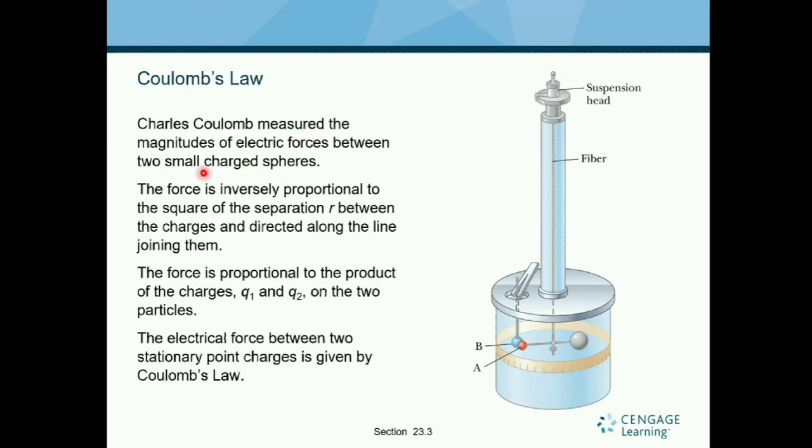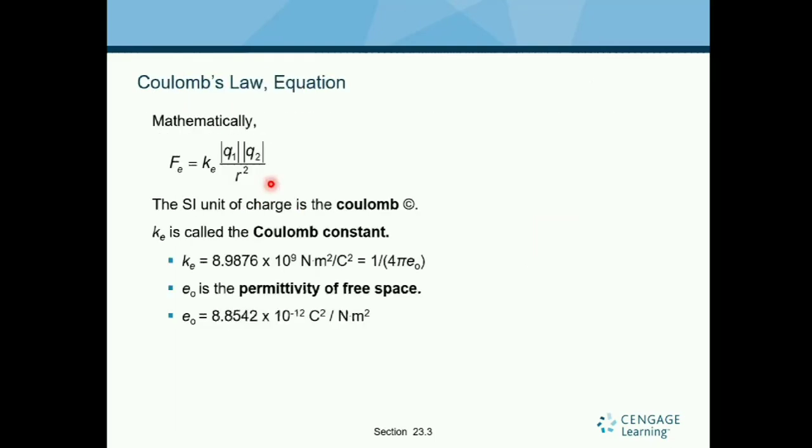Charles Coulomb measured the magnitude of electric forces between two small charged spheres. The force is inversely proportional to the square of the separation r between the charges and directed along the line joining them. The force is proportional to the product of the charges Q1 and Q2 on the two particles. The electrical force between two stationary point charges is given by Coulomb's law. So, let me write Coulomb's law mathematically.